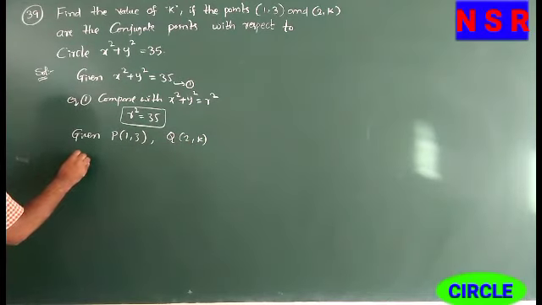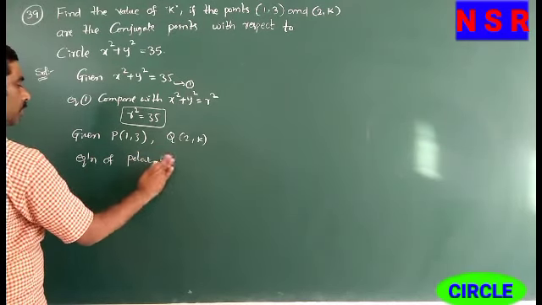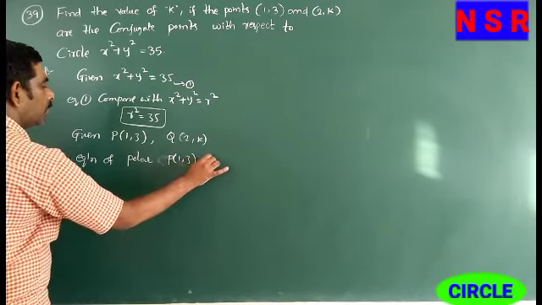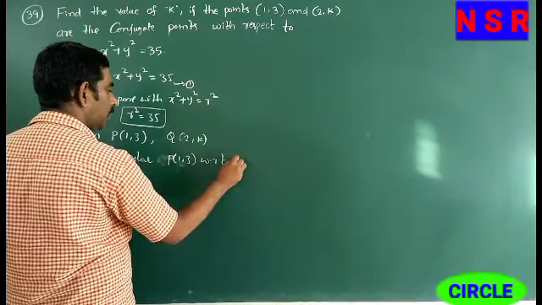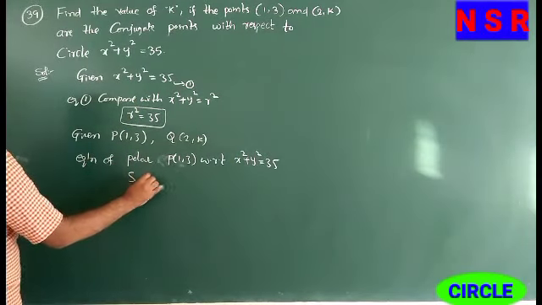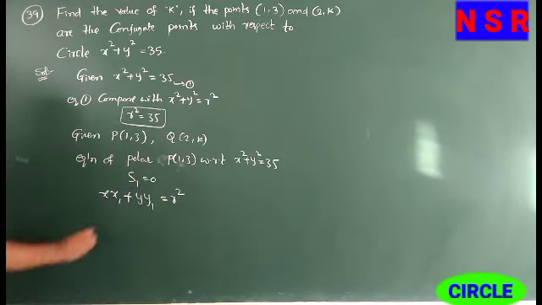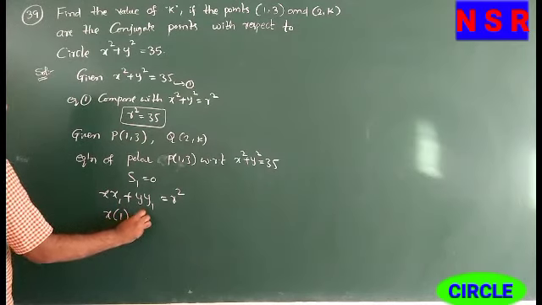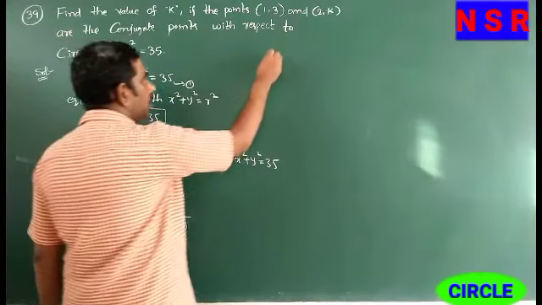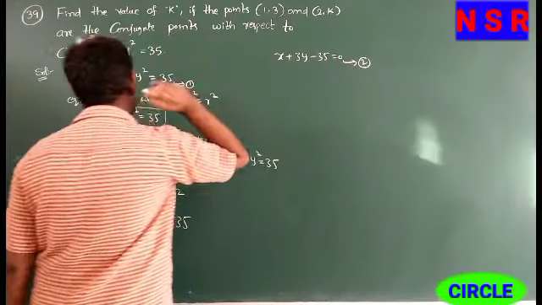Now find the equation of the polar of P(1, 3) with respect to x² + y² = 35. So that is S1 = 0. So x x1 + y y1 = r². So x into 1 plus y into 3 equals 35. So x + 3y - 35 = 0. Take it as equation number 2.